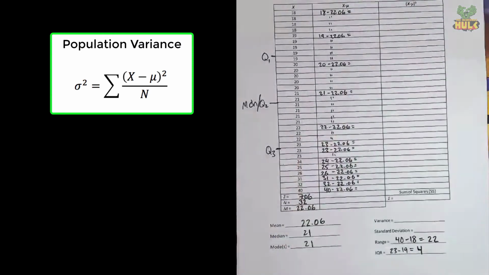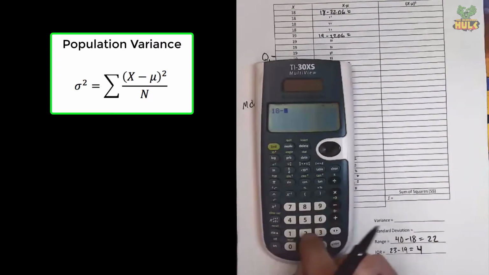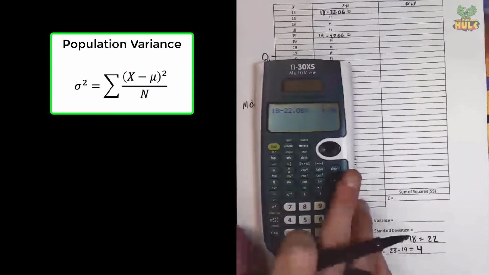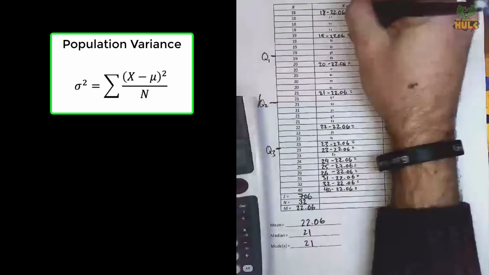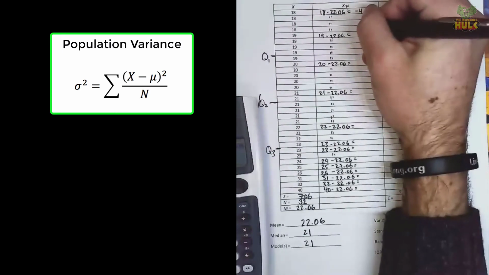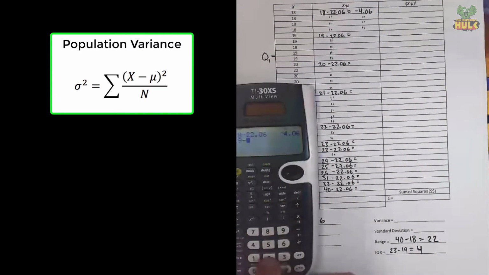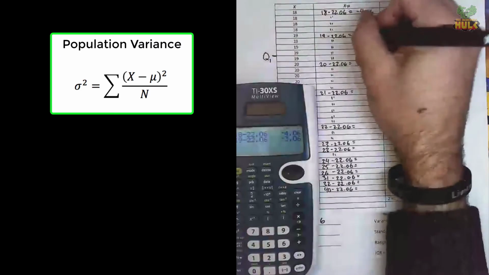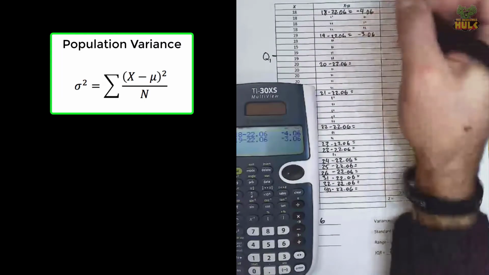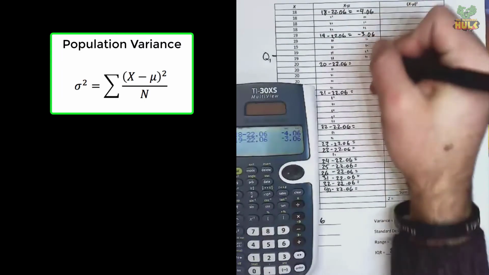Okay, now we gotta do all these, right? So, let's get it. 18 minus 22.06 equals negative 4.06. Same thing, same thing, same thing. 19 minus 22.06 equals, if you hit the enter key, it tells you equal. If you don't, it doesn't do anything. Negative 3.06. We can actually follow this sort of pattern here if you're paying attention without even using the calculator.